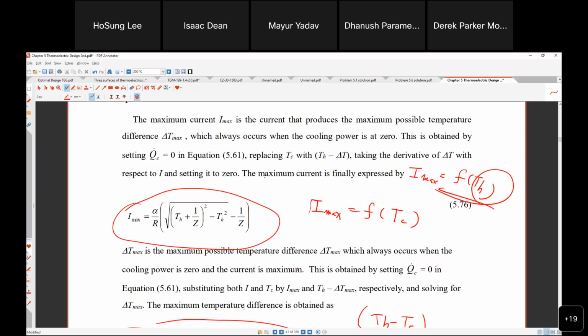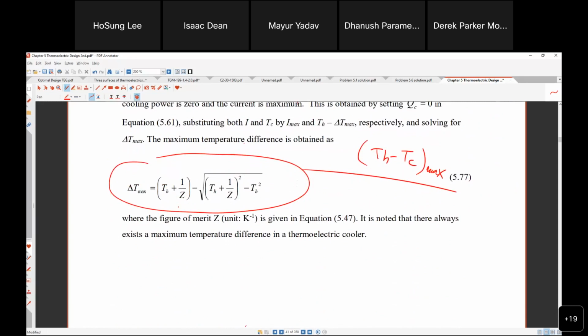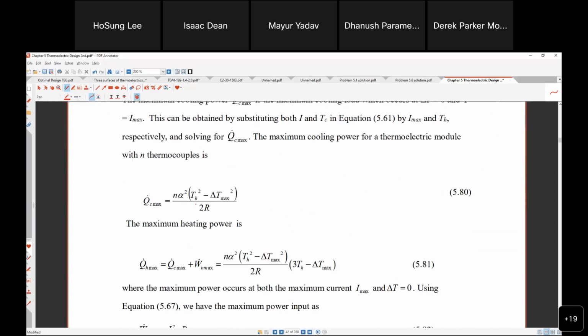Because TC is cold, is changing. Usually TH is constant, reasonably. TC keeps cooling, cooling. So it makes sense. That's why industry people use TH as constant. That's why I developed in terms of constant TH. TC is changing. So this is my work. Most handbooks, no textbook, okay? So anyhow, now everything is in terms of TH.